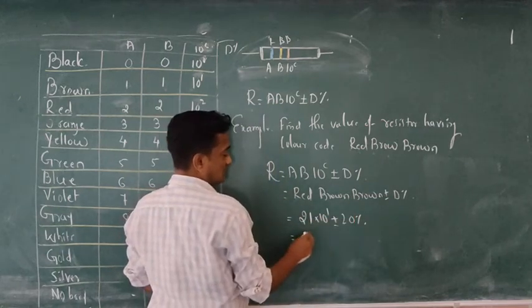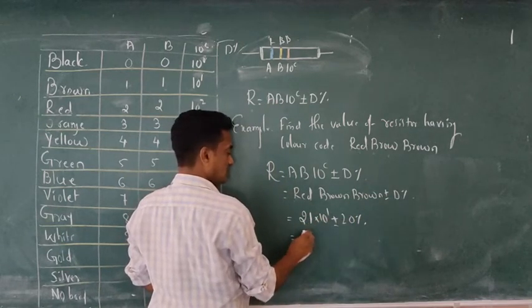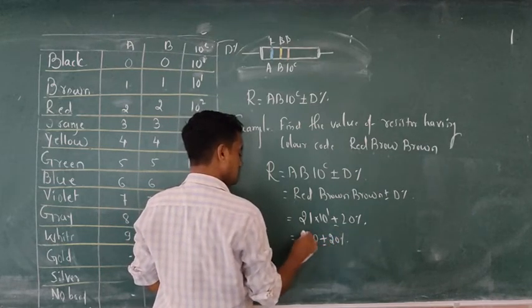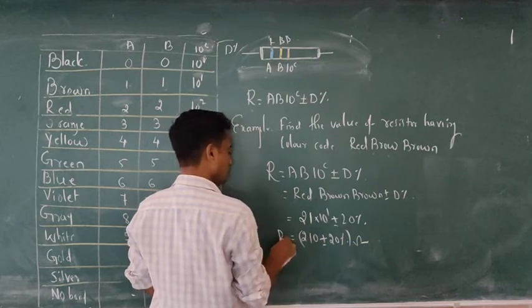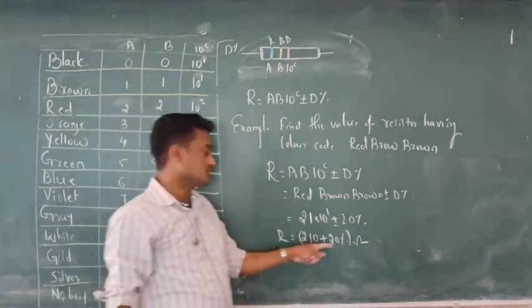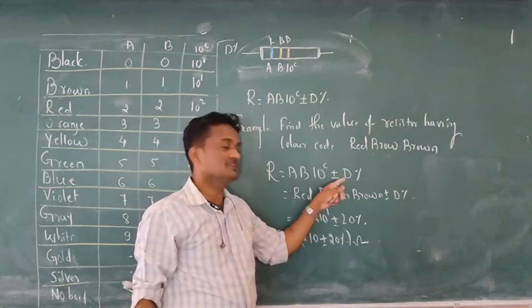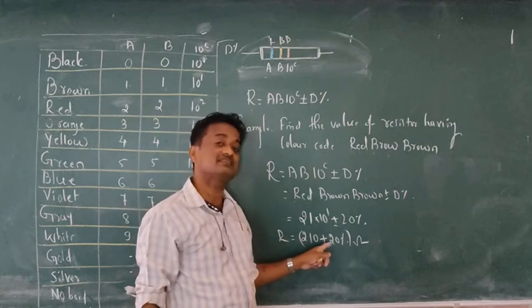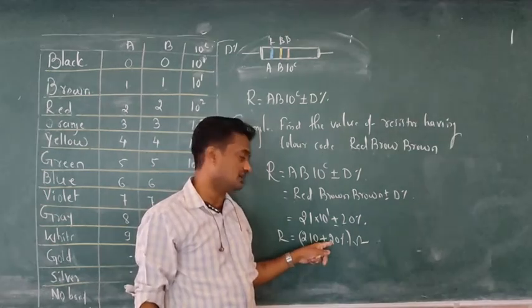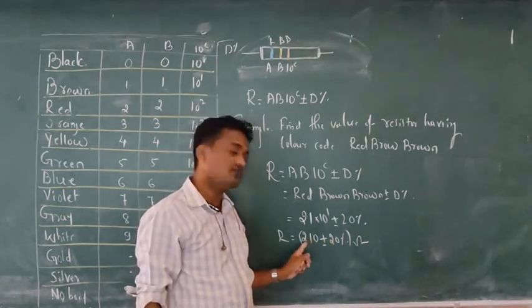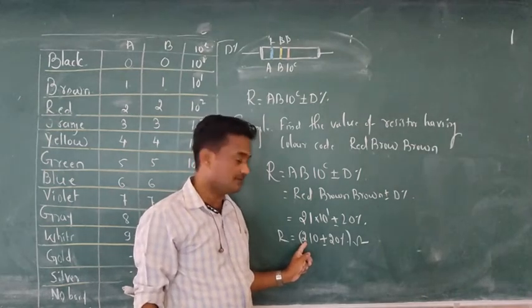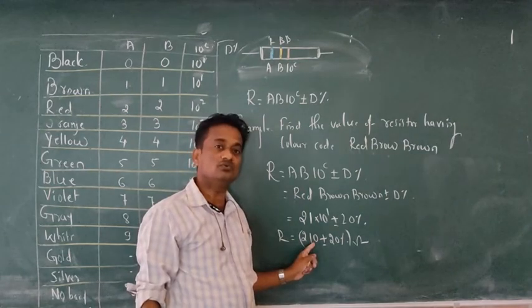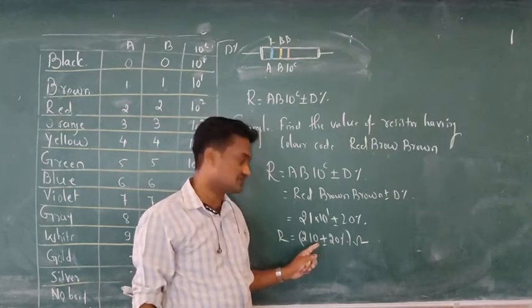Then 21 into 10, it is 210, plus or minus 20%, ohm. Then what is the 20%? It is nothing but the tolerance, D. Tolerance means we have to extend up to 20%. Means of 100, 20% is 20. For 200 it is 40. For 10 it is 2. Means up to 240, 180, we have to extend that resistance.